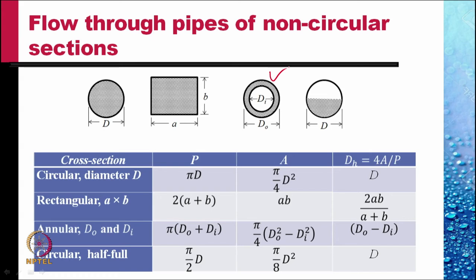This technique can also be used for pipes which are not flowing full. In the last picture, we have shown a circular pipe flowing half full. The liquid occupies only 1/2 the area of the pipe. And then we show that for this pipe also, the effective diameter is D.